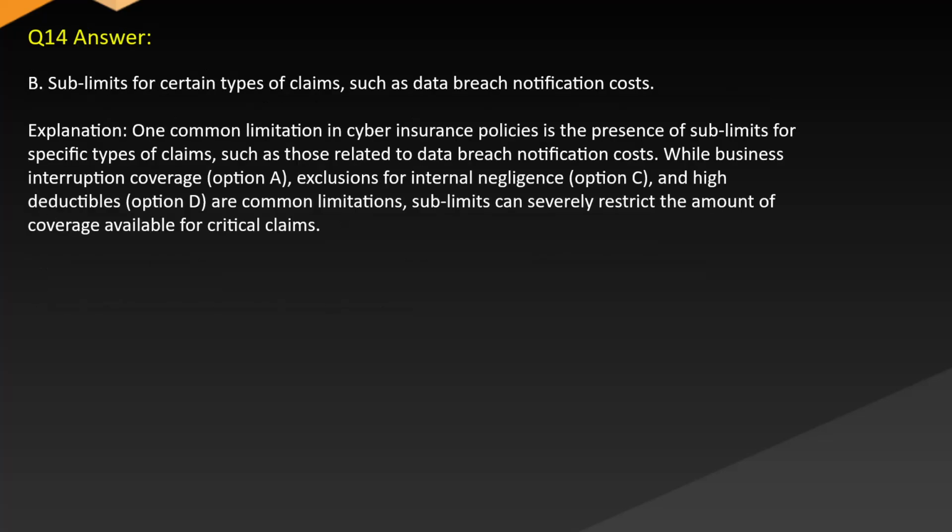Answer B. Sublimits for certain types of claims such as data breach notification costs. Explanation. One common limitation in cyber insurance policies is the presence of sublimits for specific types of claims, such as those related to data breach notification costs, while business interruption coverage, option A, exclusions for internal negligence, option C, and high deductibles, option D, are common limitations. Sublimits can severely restrict the amount of coverage available for critical claims.